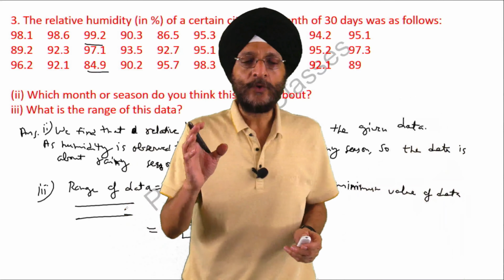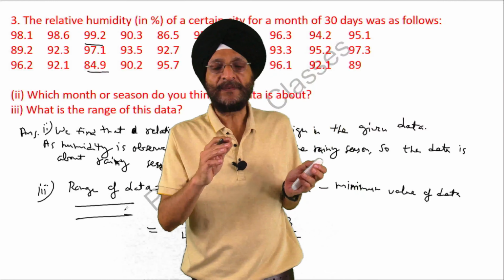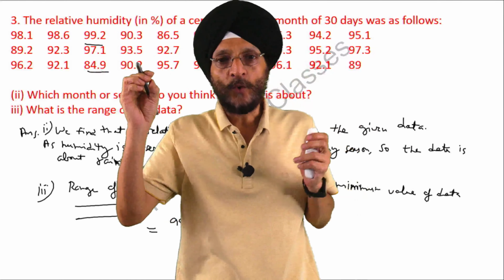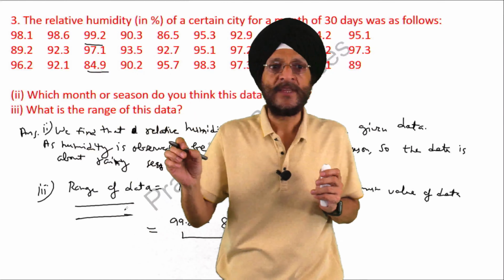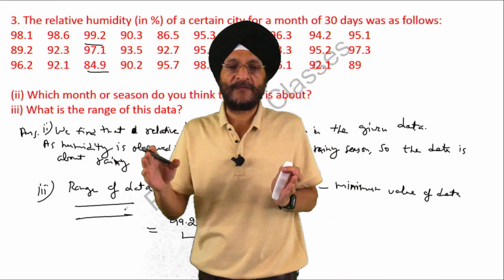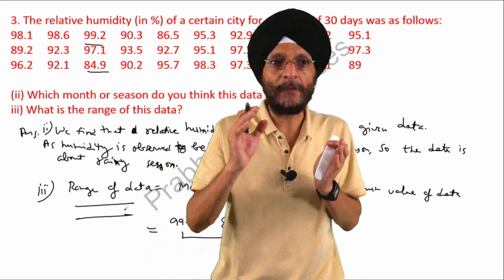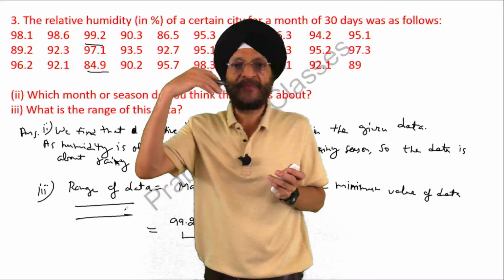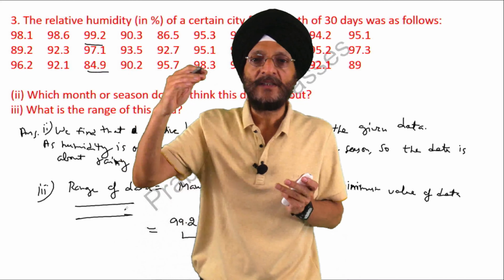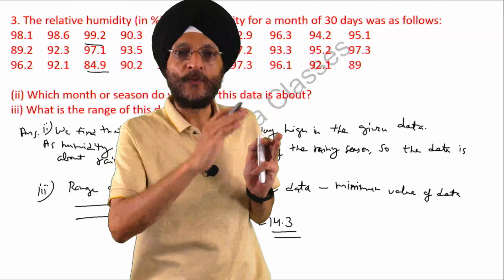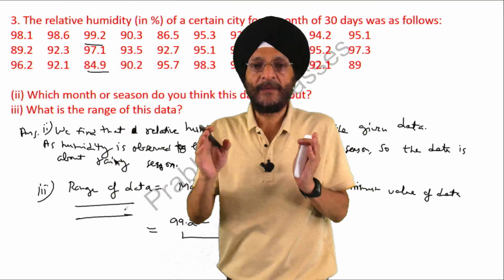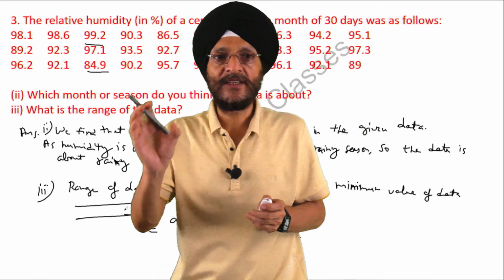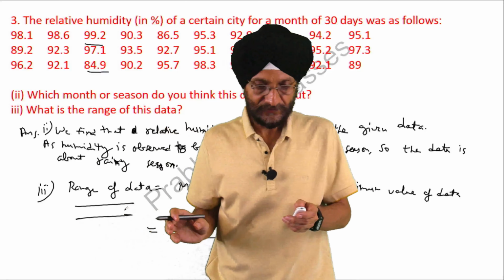By now you have found out that if the relative humidity of many days is given, how to construct a grouped frequency distribution table, to which season this particular data belongs, and how to find the range of data by finding the maximum value and minimum value of data, and then deducting the minimum value from the maximum value to arrive at the range of data.